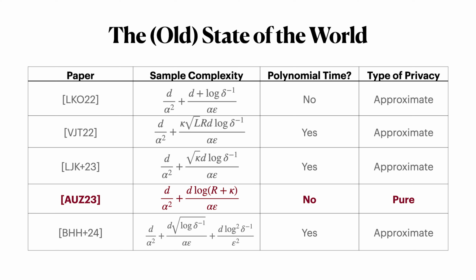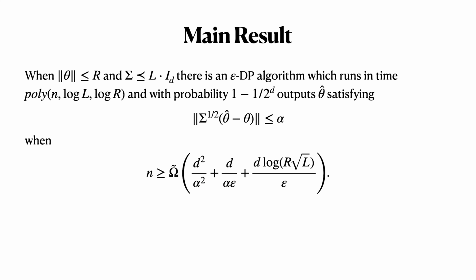It was not an efficient estimator, it ran in exponential time, and it achieved the following sample complexity, which I'll return to in a bit when I compare it to our algorithm's sample complexity. Our main result gives a pure DP algorithm for this problem. It works under the assumption that the covariance and the parameter vector theta are bounded. This is in fact a necessary assumption for private algorithms, and it's quite a common one in the pure DP setting. The algorithm runs in polynomial time and with high probability outputs an estimate theta hat, satisfying the desired generalization error guarantee. And finally, the sample complexity required scales as d squared over alpha squared plus d over alpha epsilon plus d log r square root L over epsilon.